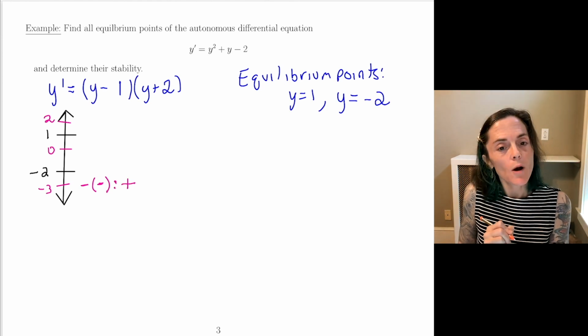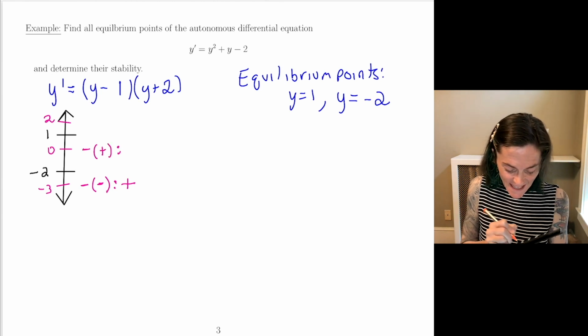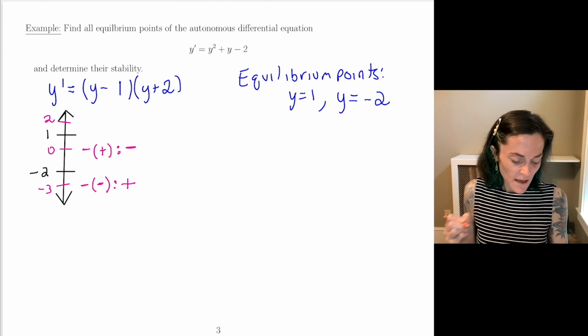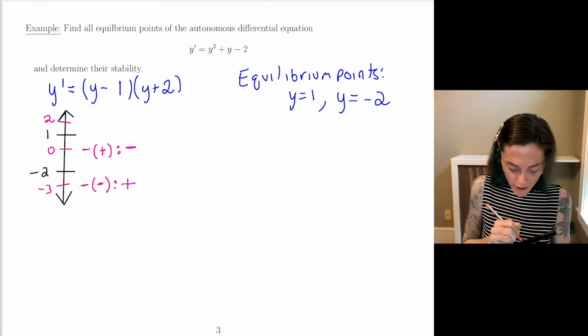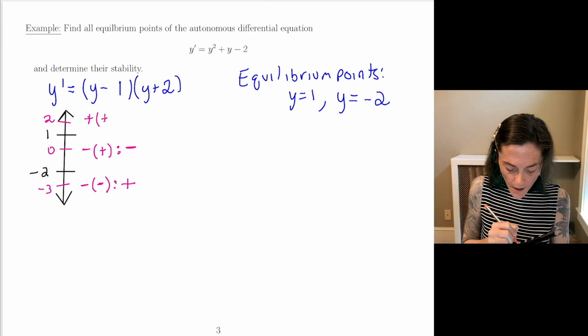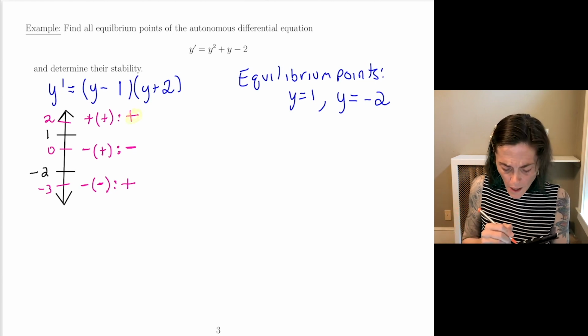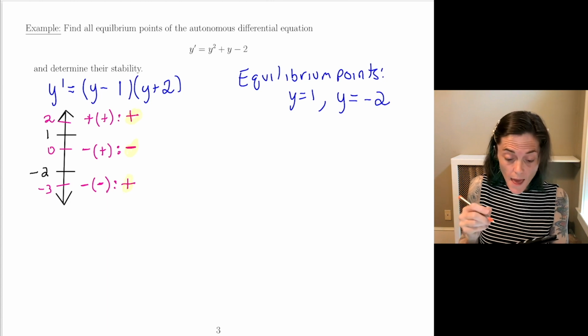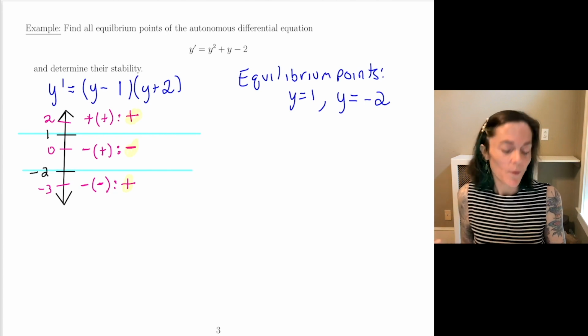At y equals 0, we have -1 times 2. Maybe I'll write this. It's a negative and a positive. This is negative. Finally, at +2, I have 2 minus 1, 2 plus 2. So I have a positive and a positive. This is positive. So positive, negative, positive. Then here is equilibrium point, equilibrium point.